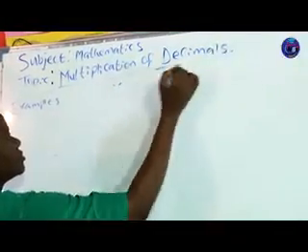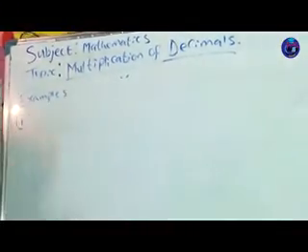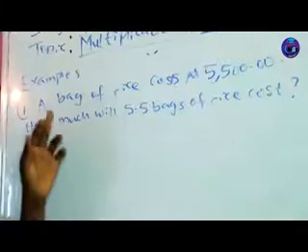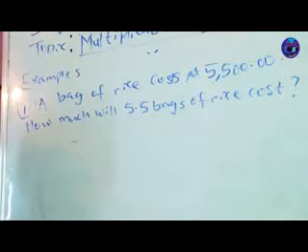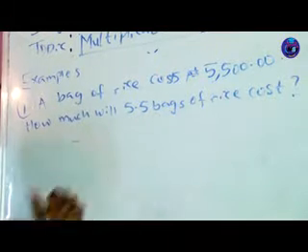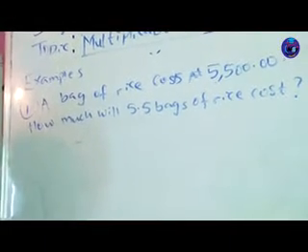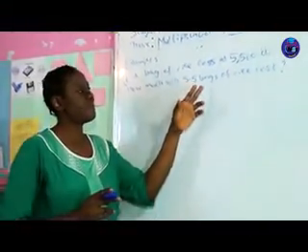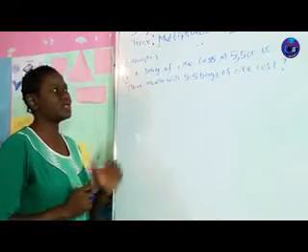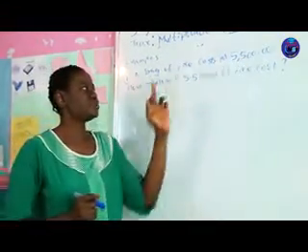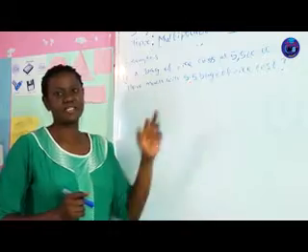Let's take some examples. A bag of rice costs 5,500 naira. How much will 5.5 bags of rice cost? So what we are doing is 5,500 times 5.5.